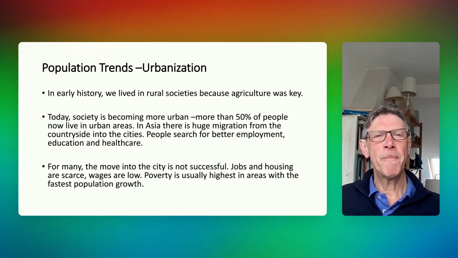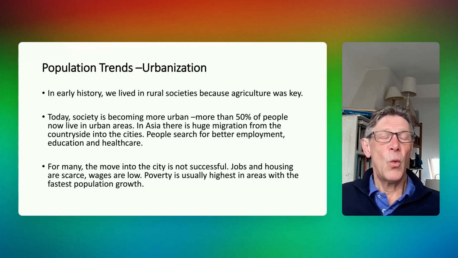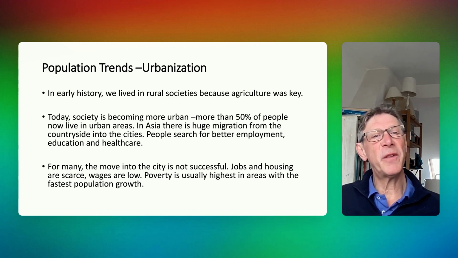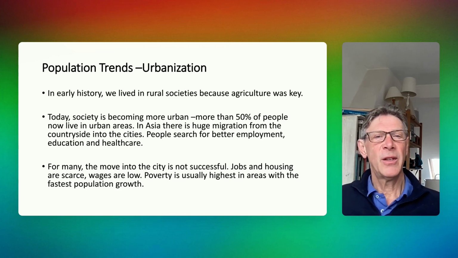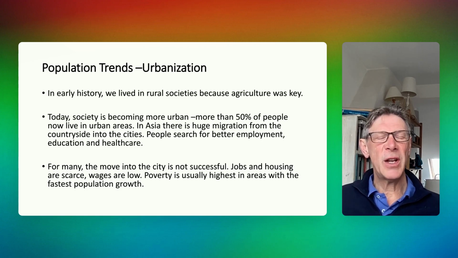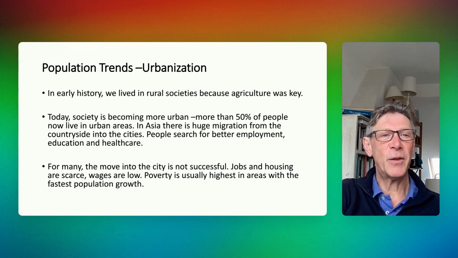They move to the city, and having moved to the city, they find that actually there are not a lot of jobs. Housing is very limited, and the price of housing is very expensive, and they cannot afford it. We do often find that poverty is at its highest in areas with the fastest population growth. So if you have cities with huge numbers of new people coming in, cities tend to be areas that are very concentrated with limited housing, and it actually becomes very difficult to manage.